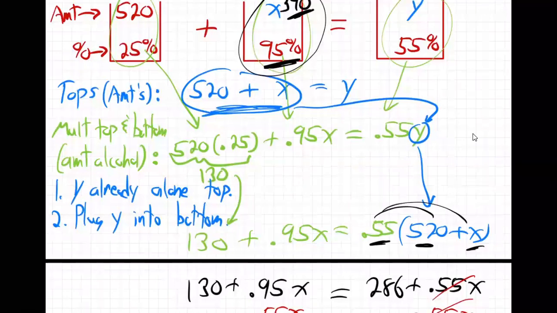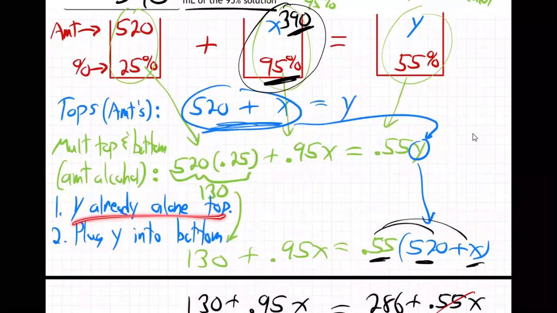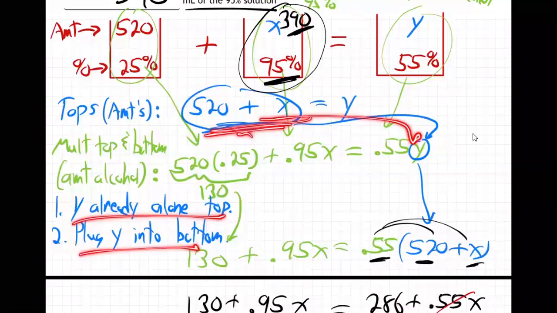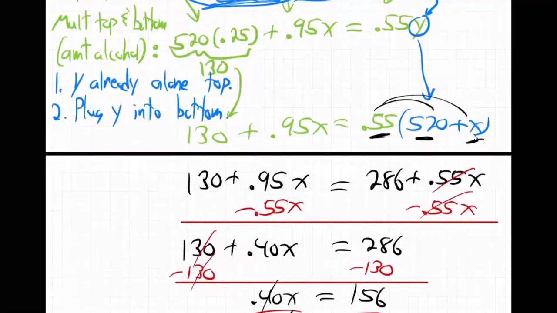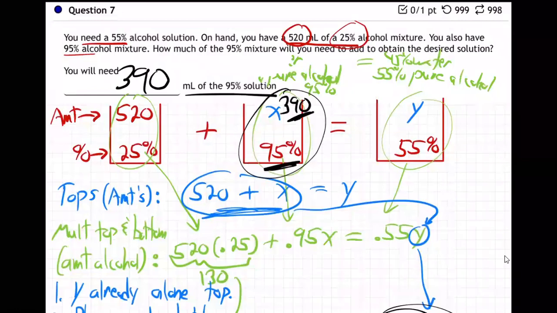And then Y is already alone. You know how we handle 2 letters, 2 equations. Y is already alone in the top. Y equals 520 plus X. Just plug that into the bottom. So I just plugged in for Y right there. Distribute, solve for X. And there's our answer. There we go.